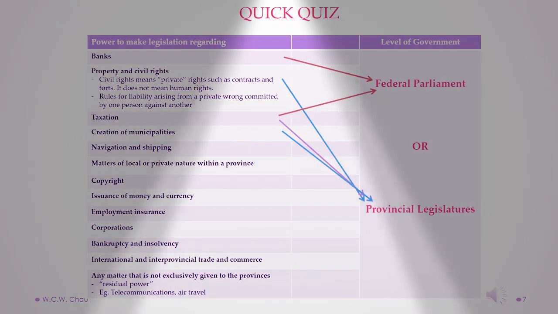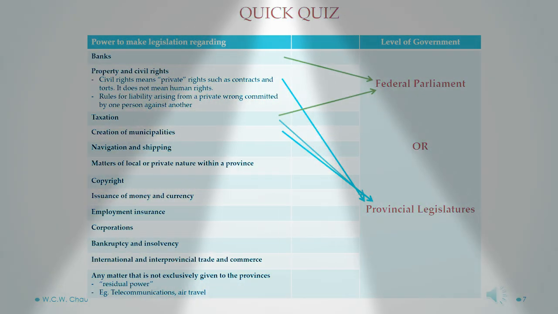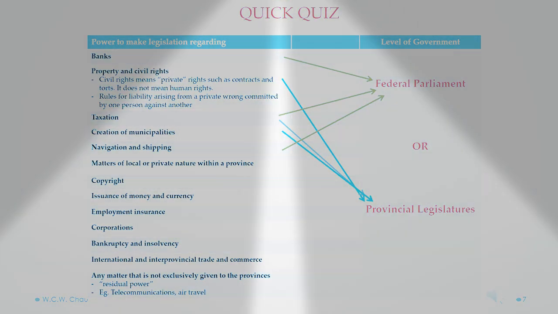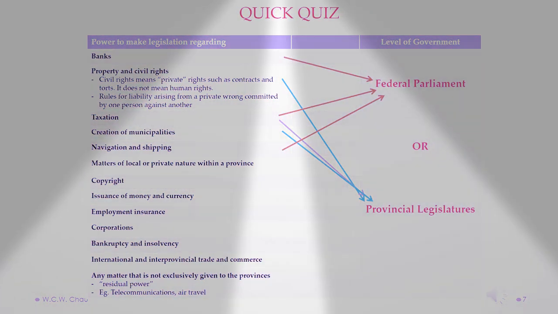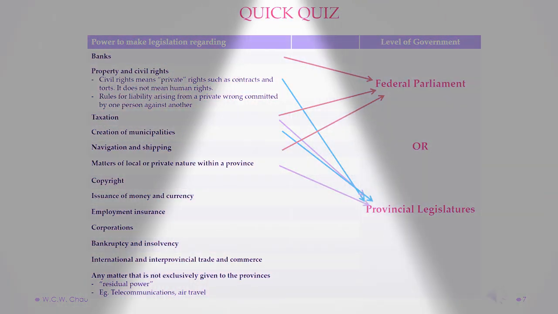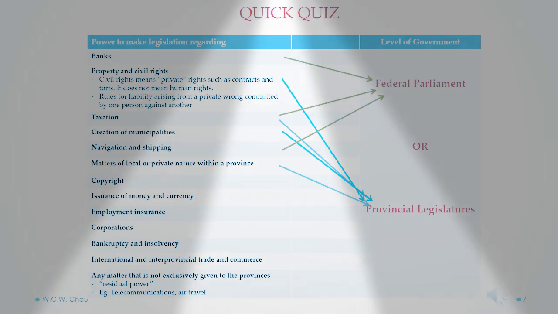The power to regulate navigation and shipping belongs to the federal parliament under Section 91.10. And any matters of a local or private nature within a province belong to the provincial legislatures under Section 92.16.